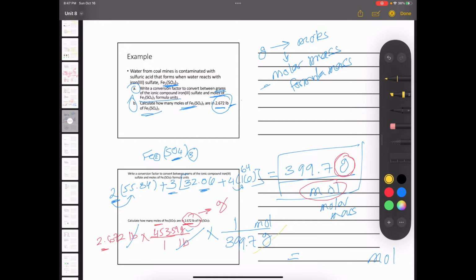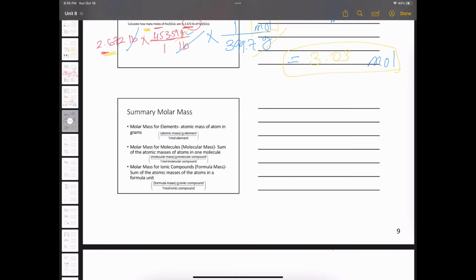So now I can cancel the gram with a gram, and I am left with a mole. So what I need to do is multiply 2.672 times 443, which is the grams in a pound, and then divide that by the factor of 399.7, which is my molar mass for the iron sulfate. Once you do all this, the number of moles is 3.03 moles. So there are about 3 moles in 2.672 pounds of the iron sulfate compound.